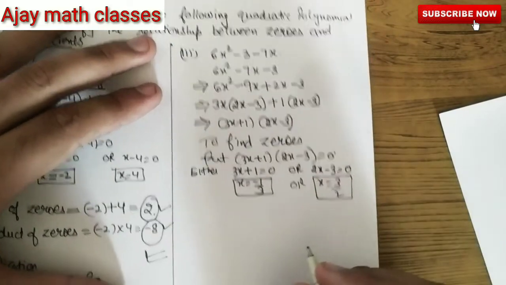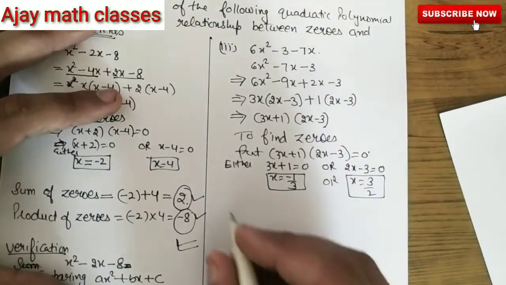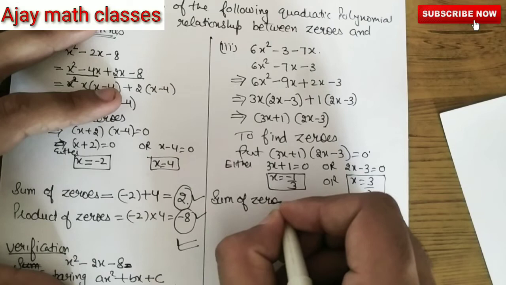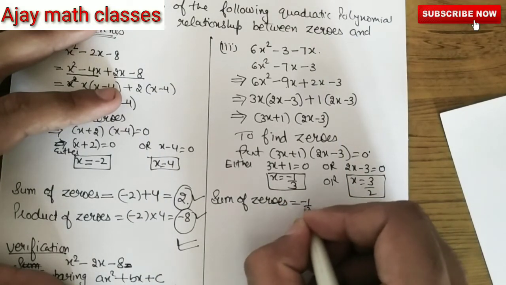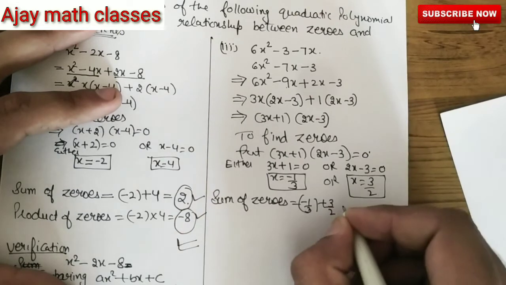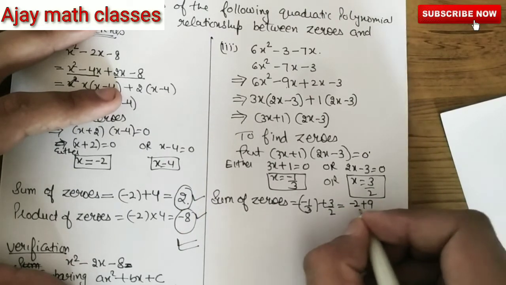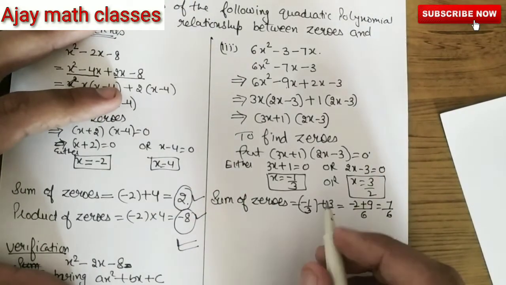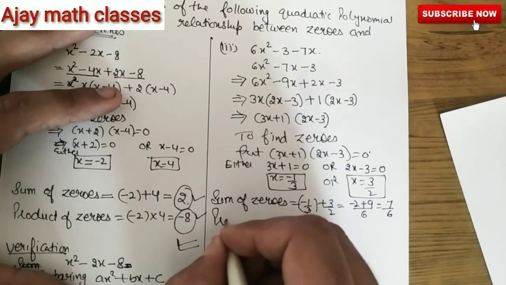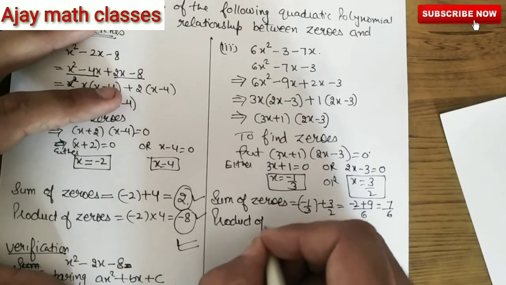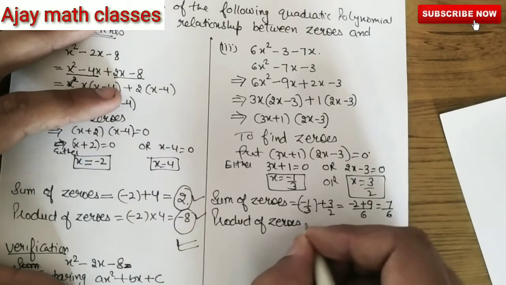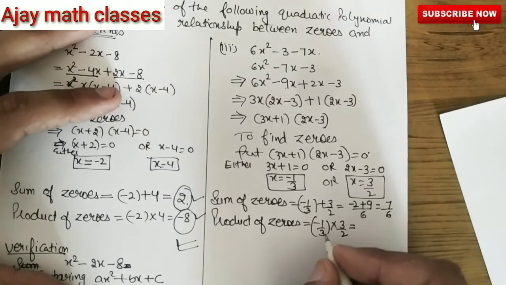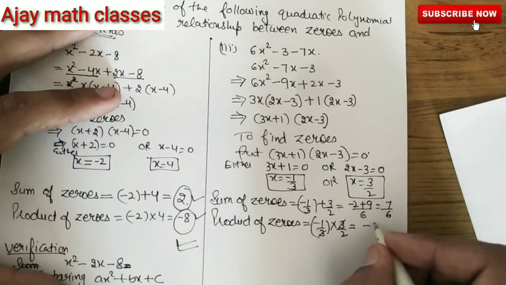Students, we got the value of these zeros, but now we have to find the sum of zeros. Sum of zeros is minus 1 by 3 plus 3 by 2. So the answer is minus 2 plus 9 by 6, which is equal to 7 by 6. I have done just a simple LCM. The next one is the product of zeros. We have to multiply these two zeros. So what is the answer? 3 cancels out. The answer is minus 1 by 2.